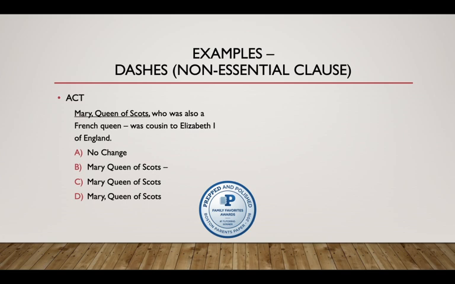But let's double check. Well, A, those commas around Queen of Scots suggest that Queen of Scots is not essential. So "Mary, who was also a French queen, dash, was cousin to Elizabeth I of England."